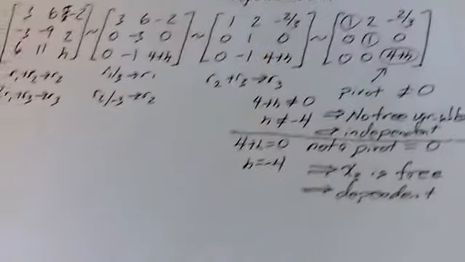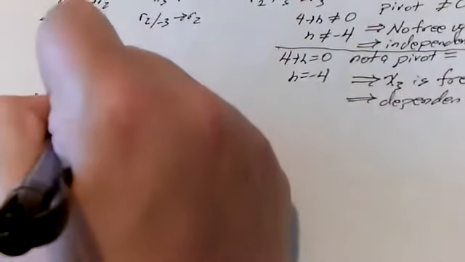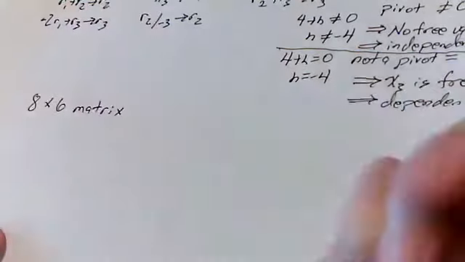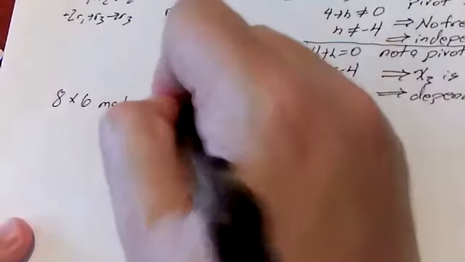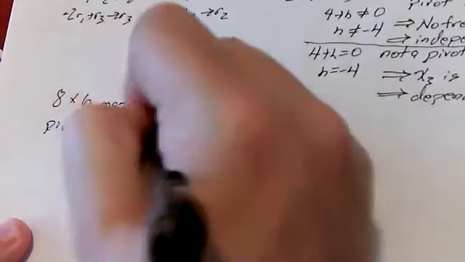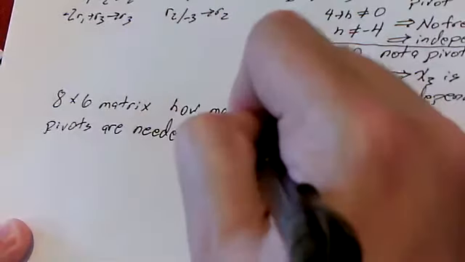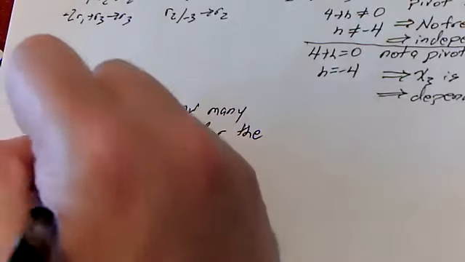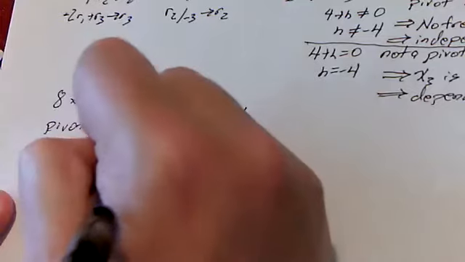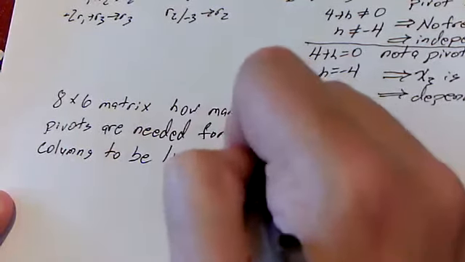Another thing that you might be asked is, how many pivots do you need? So let's say I have an 8 by 6 matrix. Okay, 8 by 6 matrix. How many pivots are needed for the columns to be linearly independent?